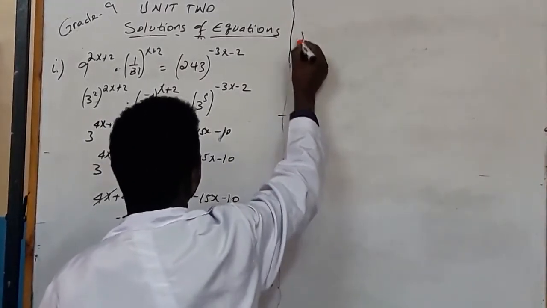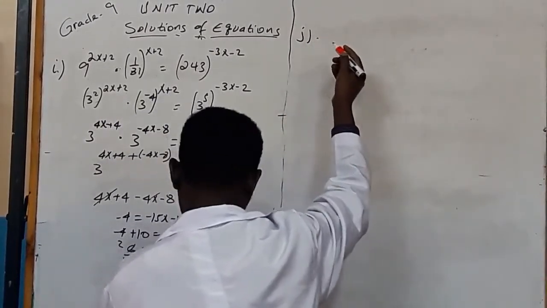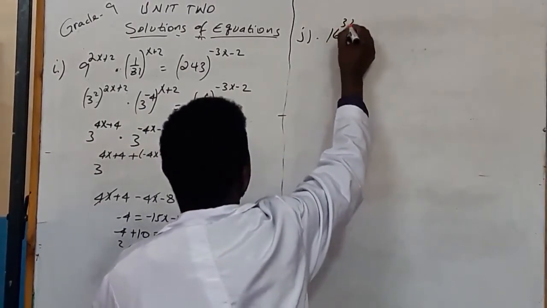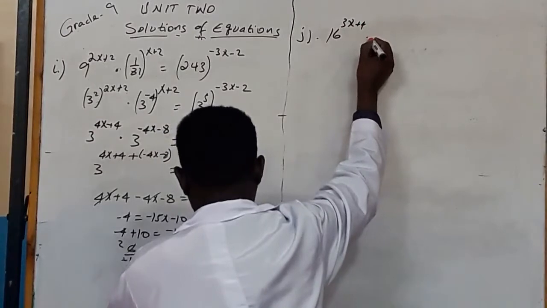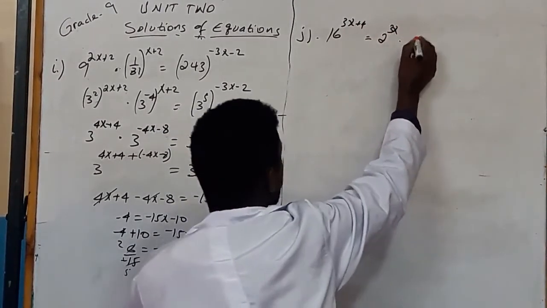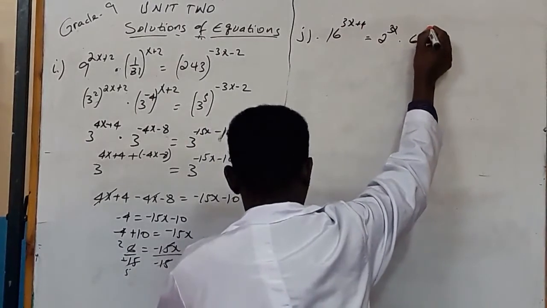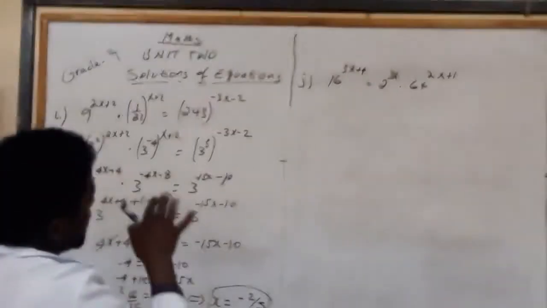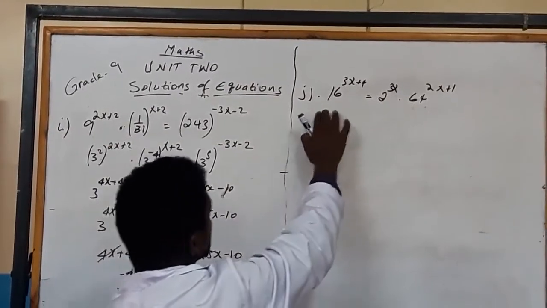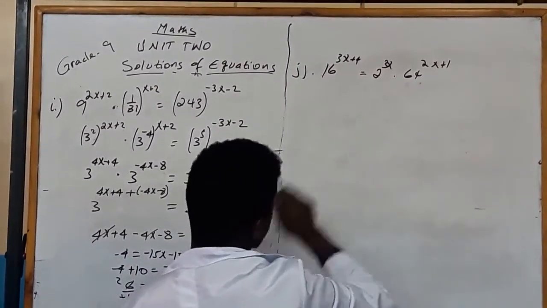Let's say J: 16 to the power of 3x plus 4 is equal to 8 to the power of 3x times 64 to the power of 2x plus 1. Again, in this case, we are going to find the value of the variable that is in the exponent part, so we have to make all the bases like bases.